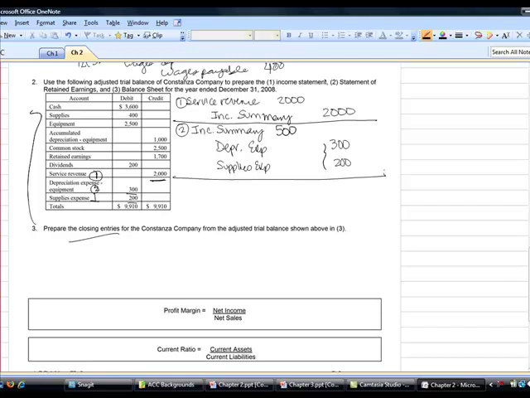Step 3 is to close out income summary. I'm going to look at my income summary. I have a $2,000 credit balance to income summary and a $500 entry. It's a debit. That means my balance is $1,500 on the credit side. But if I want to make this account equal 0, I need both sides to equal the same, because to balance an account, I take the left and the right, and the difference is the balance. So to make this account equal 0, I need a $1,500 debit to income summary.